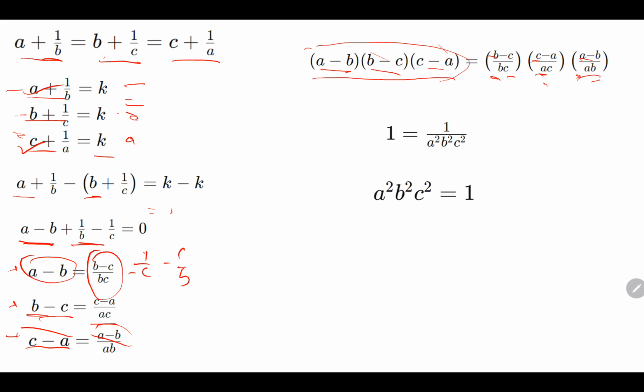So we can take this a square, b square, c square over there, and that becomes 1. If we take the square root of both sides, we get the final statement abc equals 1. This is the thing which we wanted to prove.